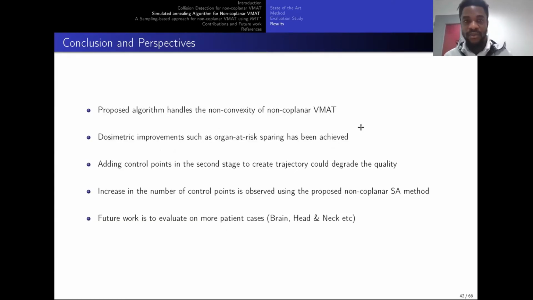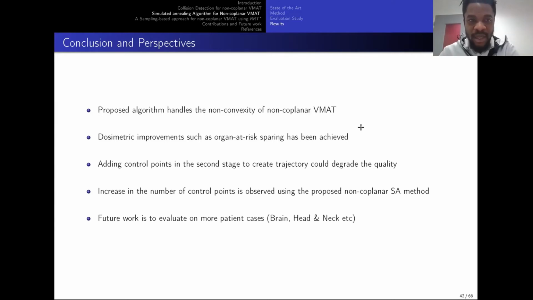So from here, we have some conclusions. We are able to handle the non-convexity of the non-coplanar VMAT problem. This is very important because VMAT especially has a non-convexity, which is due to the machine parameters. So when you introduce machine parameters in an optimization, you immediately have a non-convexity. Because we use trajectory optimization directly, we are able to overcome this and approximate it to at least a much more convex problem. And we have improvements to the dosimetry with reductions in the mean dose to the organ at risk.